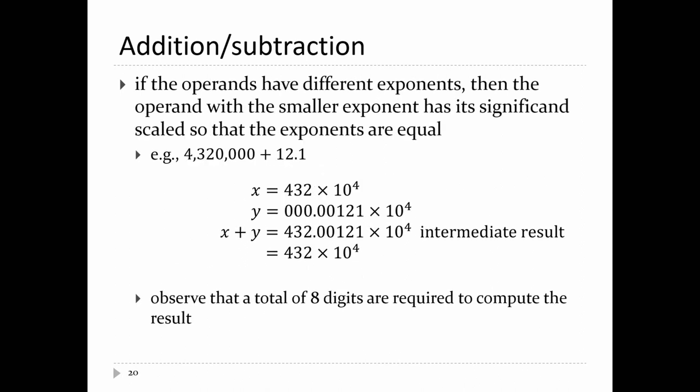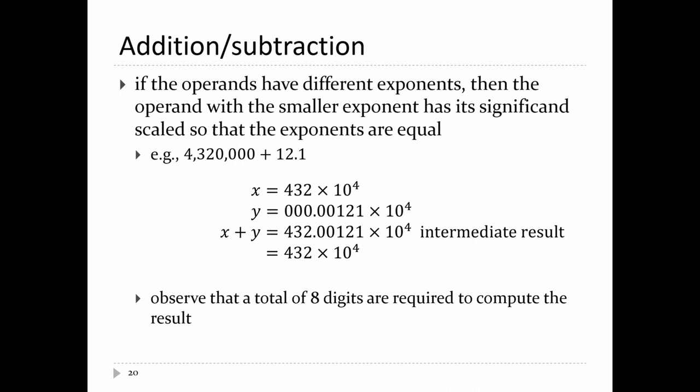Okay, so what happens if you have different exponents? If you have different exponents, to compute the sum, you have to make sure that the exponents have the same value. So 4,320,000 and 12.1. If I was to write these out, I would get 432 times 10 to the 4, and 12.1 is 121 times 10 to the minus 1.